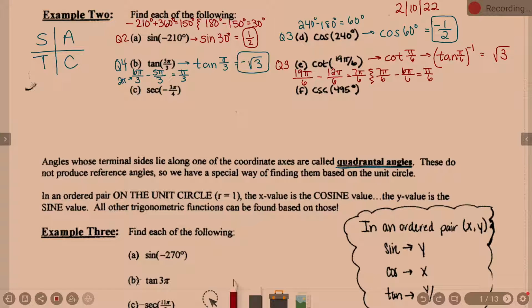Negative or positive square root of 3? Positive. Probably not, actually. I think 1 and 3. Well, now I've heard both. It's only positive, because it's in quadrant 3. Yeah. Okay. So quadrant 3 is our T quadrant. That means tangent and cotangent are positive. Sine and cosine would be negative. So this is actually positive square root of 3.